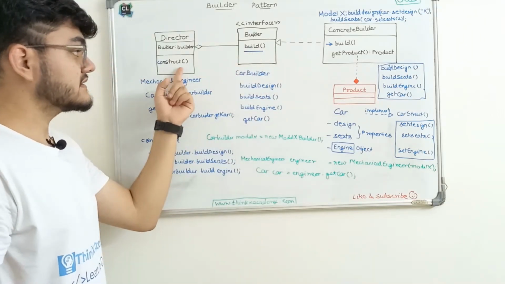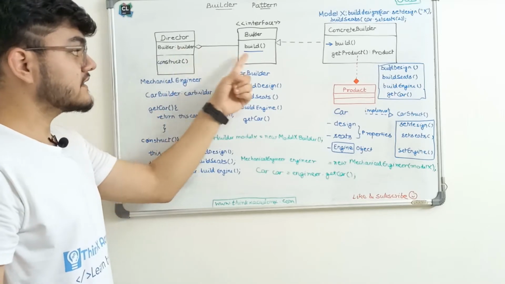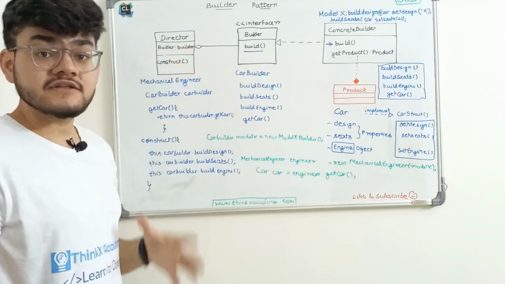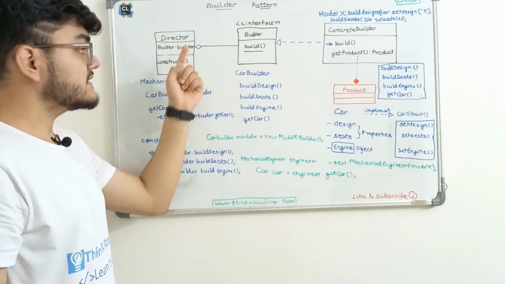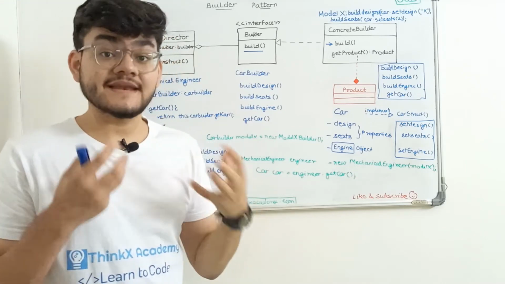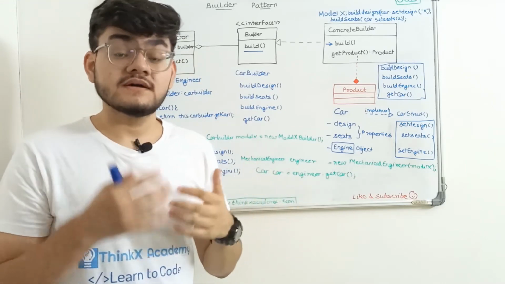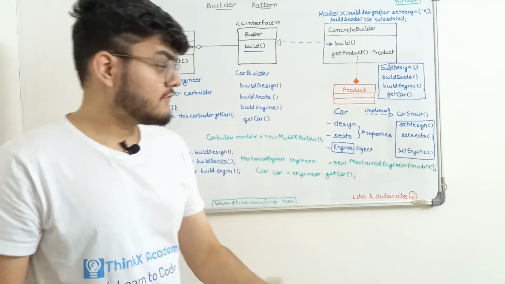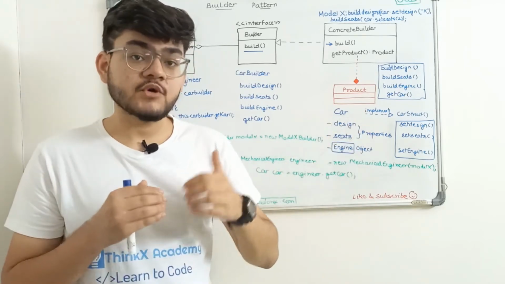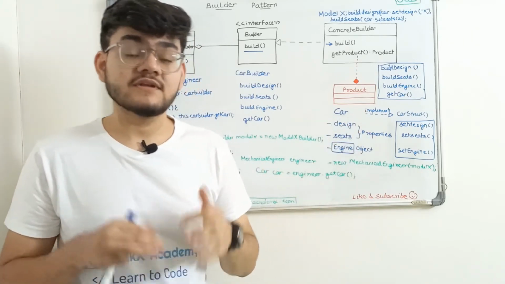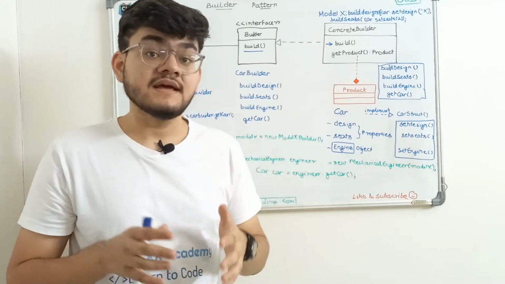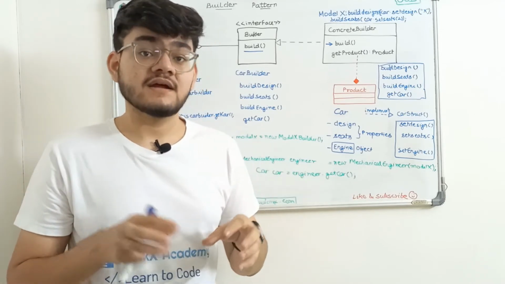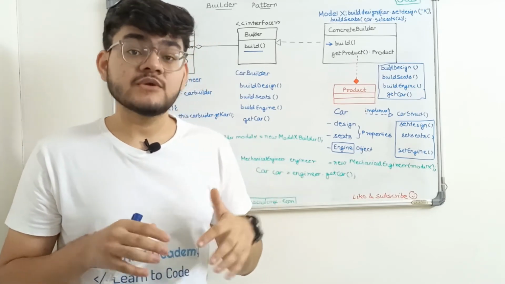Now the final part is this director class. This director class has the builder and a construct function. This director is used to direct the builder on how the object construction should take place. Let's say we have a car. There is a proper step-by-step construction of a car. For example, first we need to design the car. Then we need to put the components of the car, assembling the components. Then we need to paint the car.